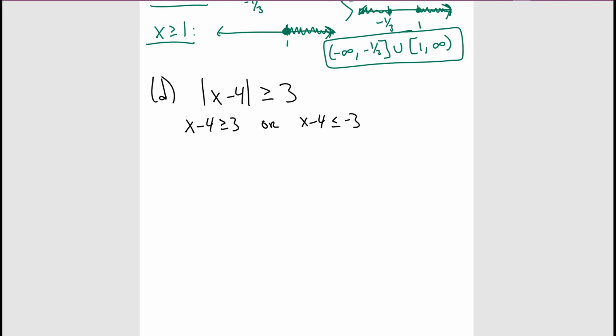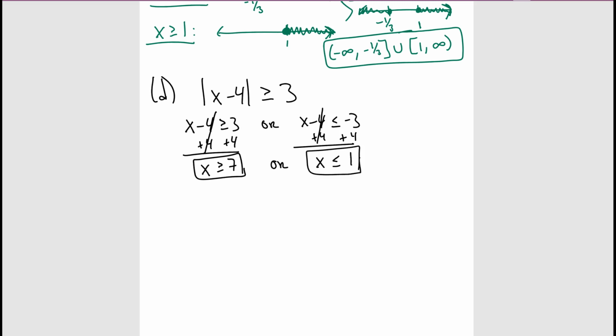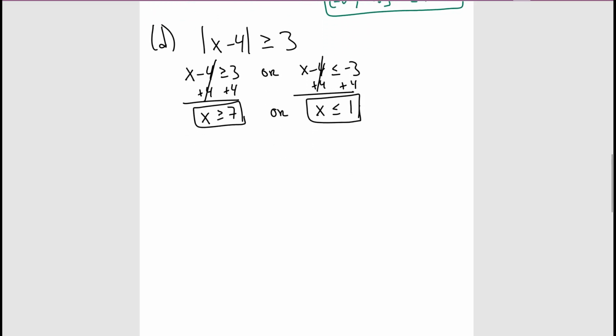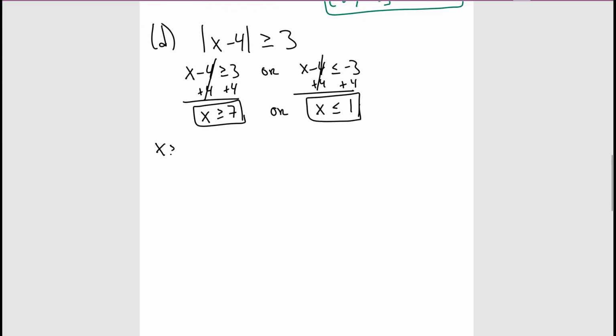Okay, so let's solve this problem. Add 4 to both sides. So x is going to be greater than or equal to 7. That's my first solution. Or I'm going to add the 4 to the other side. And then x is going to be less than or equal to 1. Okay. Now what we're going to do, we're going to break it up into 2 to try to figure out where the solution is at.